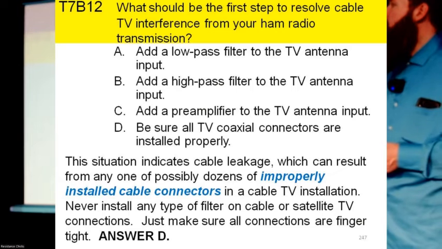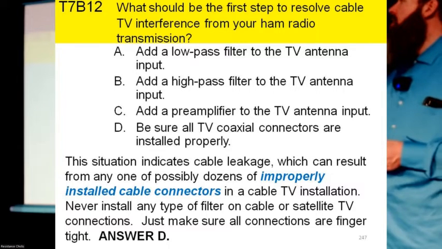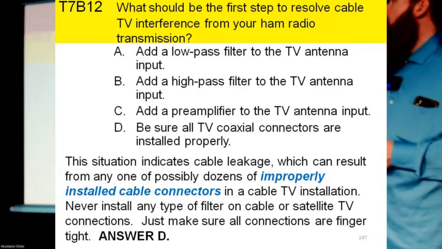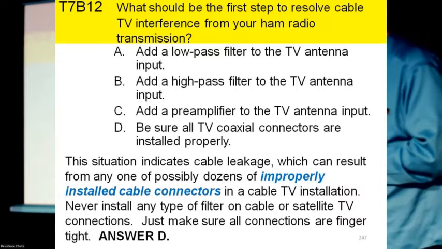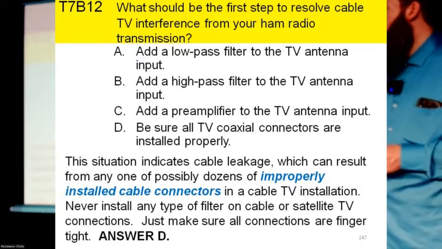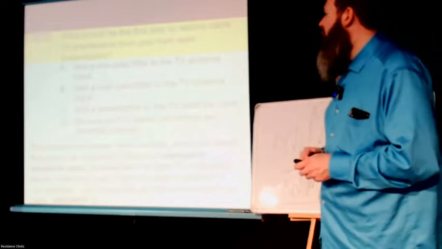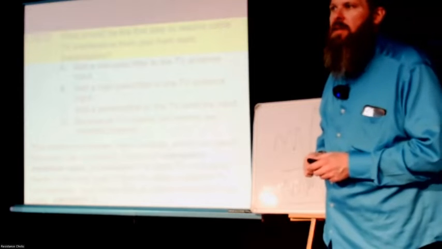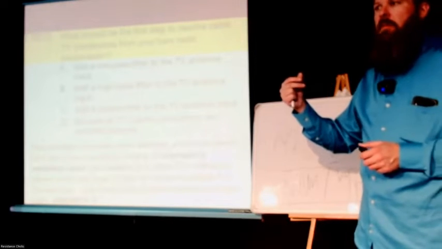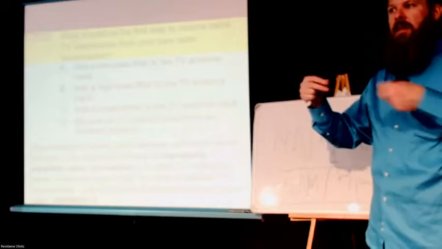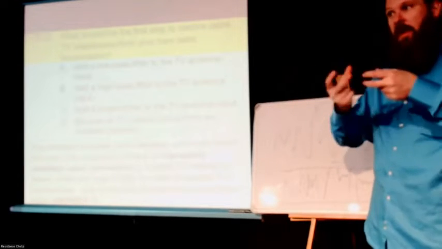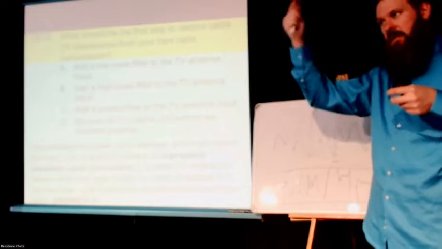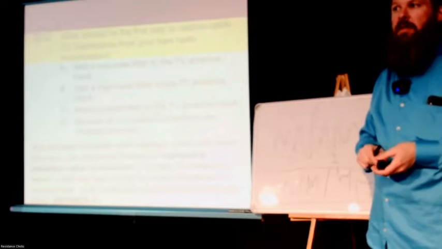What should be the first step to resolve cable TV interference from your ham radio transmission? Be sure all TV coax connectors are installed properly. Okay, and the reason for that is if the connector was put on, but maybe the shielding has pulled away and isn't fully covering the cable, you can get interference in there.